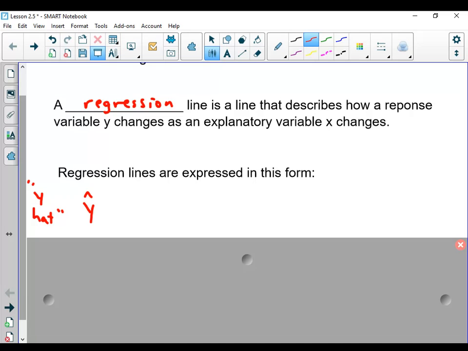The reason I put that little hat on there is to tell you this is really a regression line. It's really a prediction line. But they're going to write it in the form y hat equals a plus bx. So it's no different than y equals mx plus b. It's just now we use different letters.